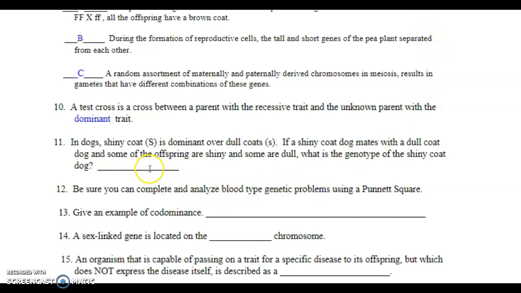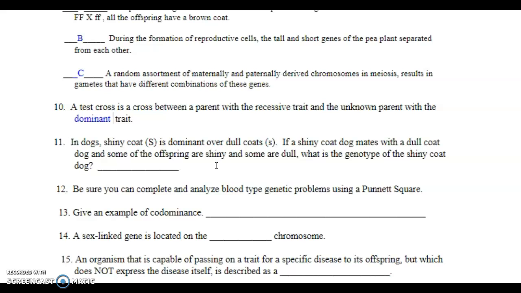Number 11, in dogs, shiny coat big S is dominant over dull coat little s. If a shiny coat dog mates with a dull coat dog, and some of the offspring are shiny and some of the offspring are dull, what is the genotype of the shiny coat dog? We could do a Punnett square.